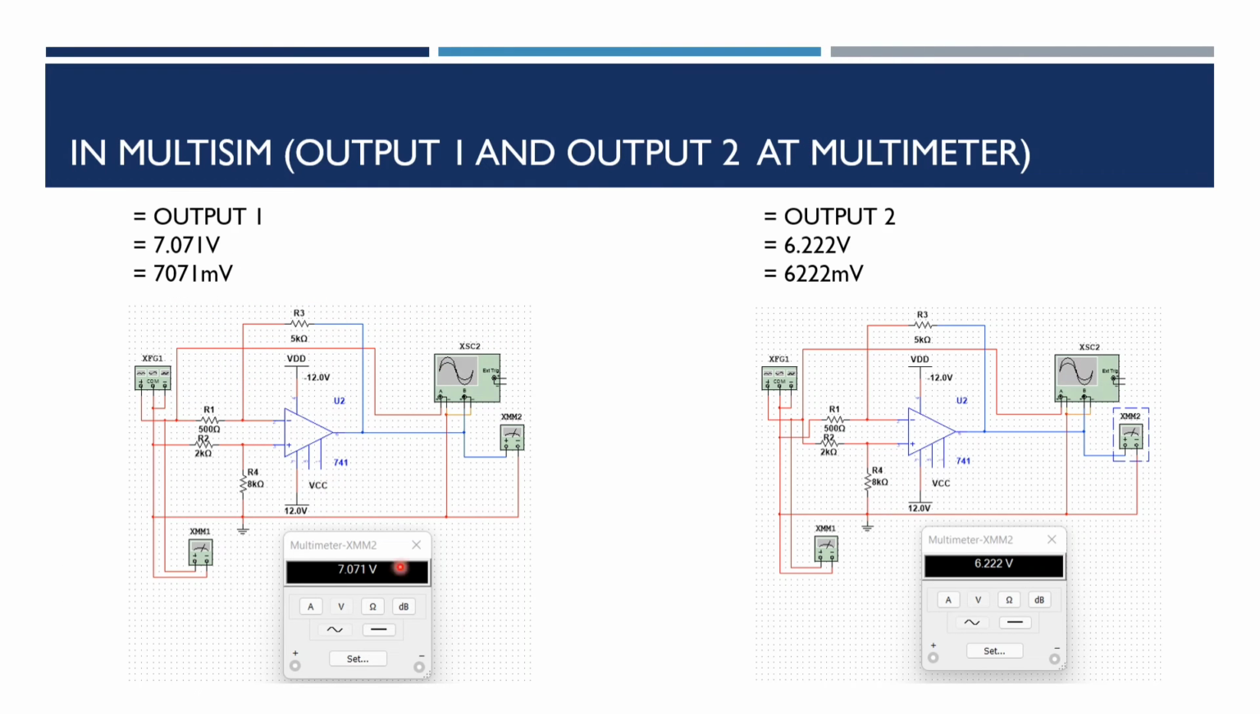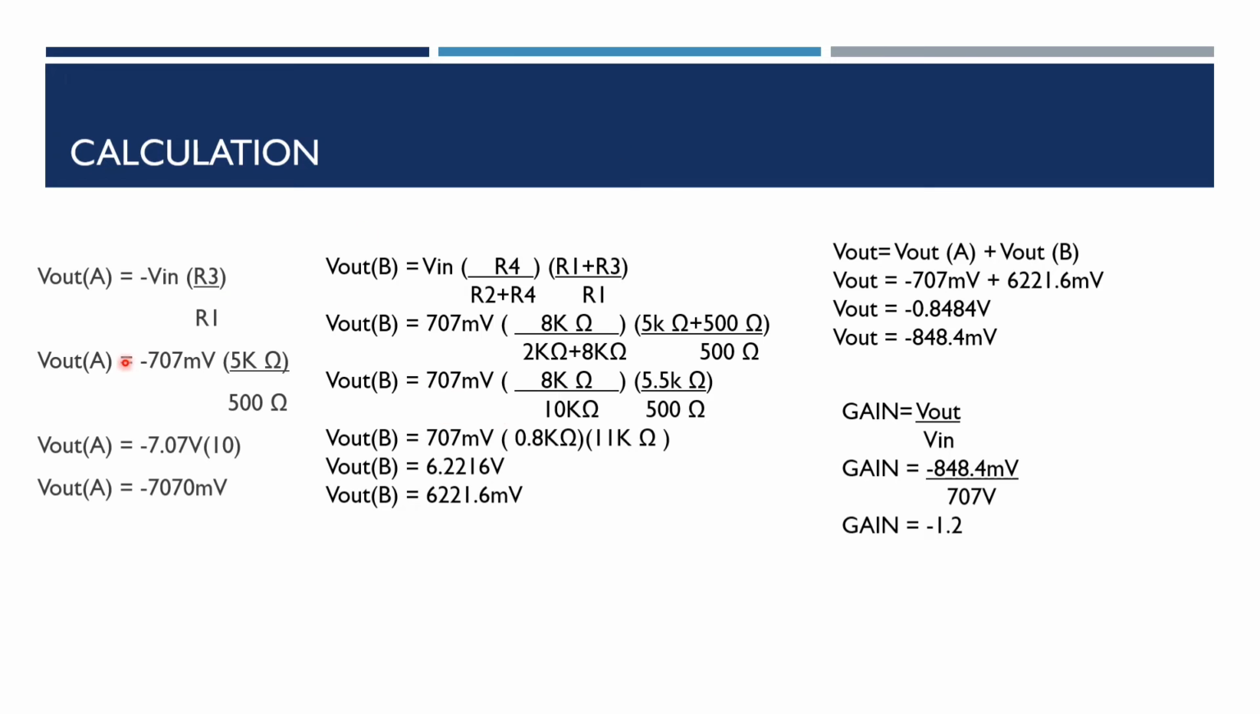This is the output for the positive terminal of the differential amplifier, which gets 0.7071 millivolts, and the output for the negative terminal gets 6222 millivolts. This is the calculation for Vout A: negative Vin multiplied by R3 divided by R1 gets negative 0.7070 millivolts.